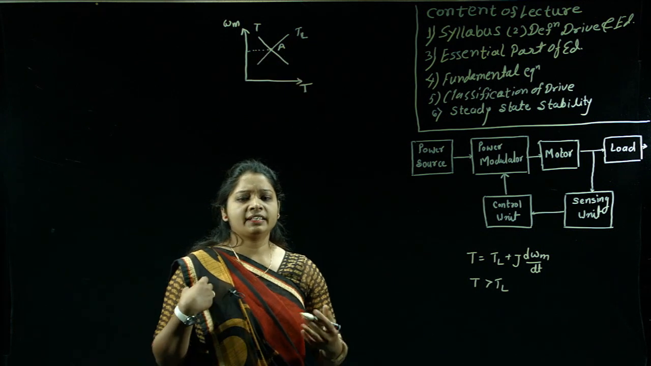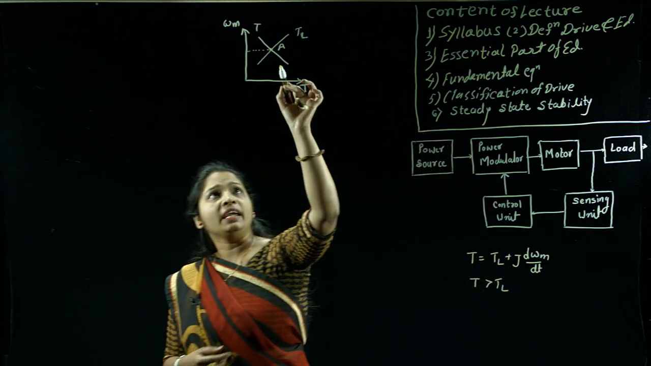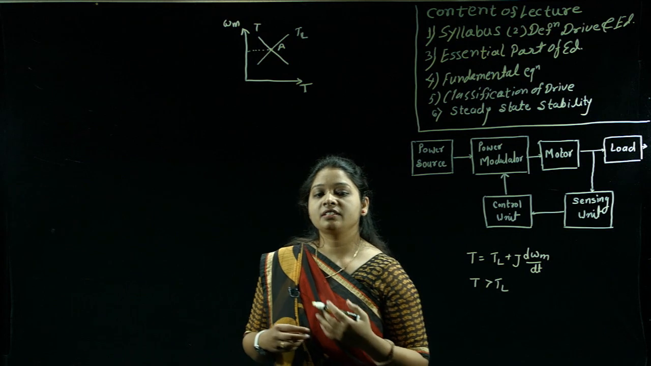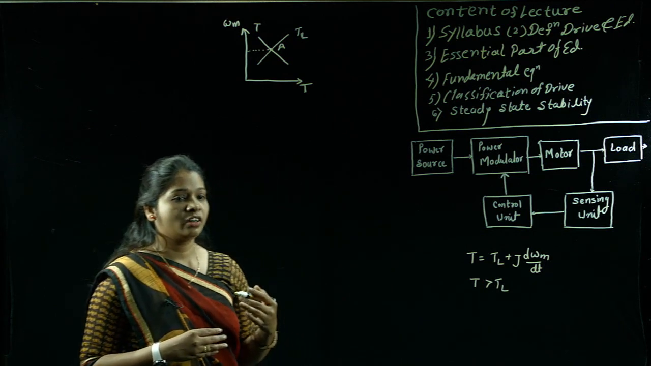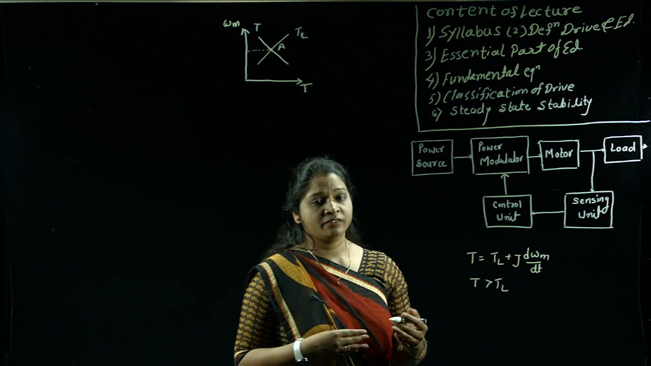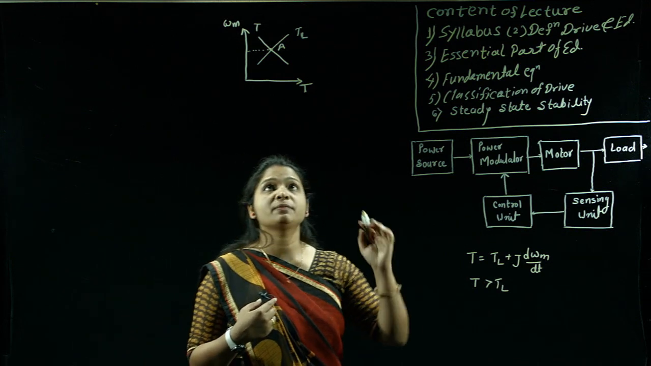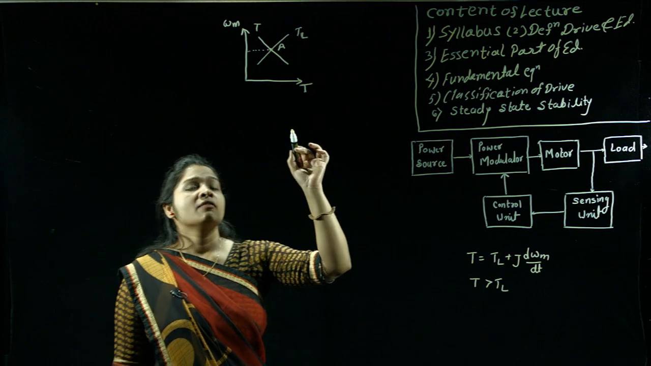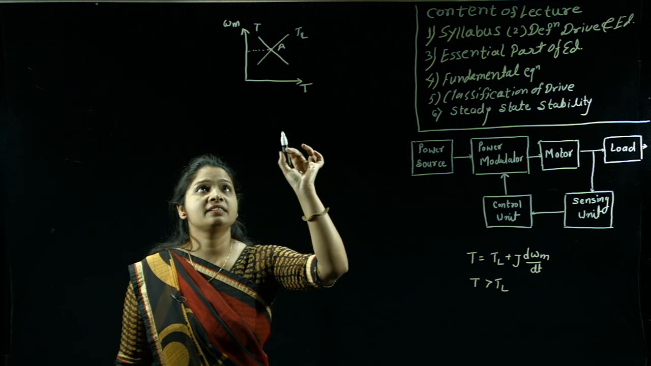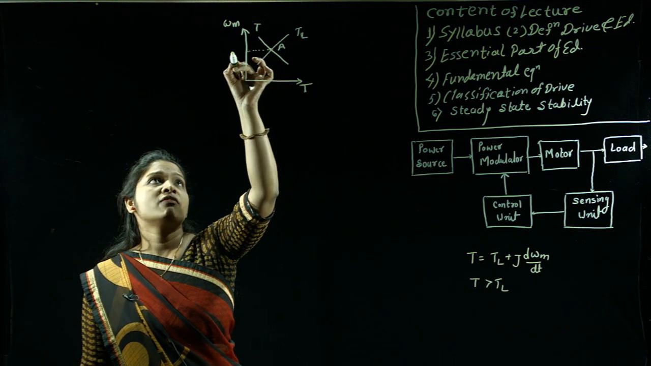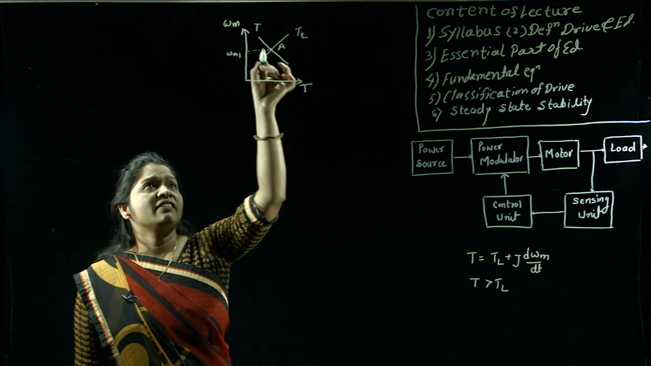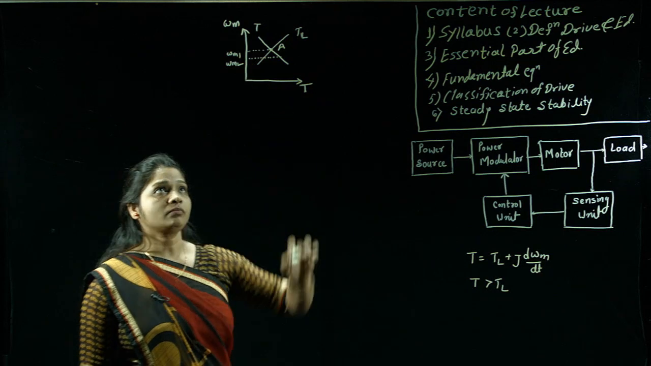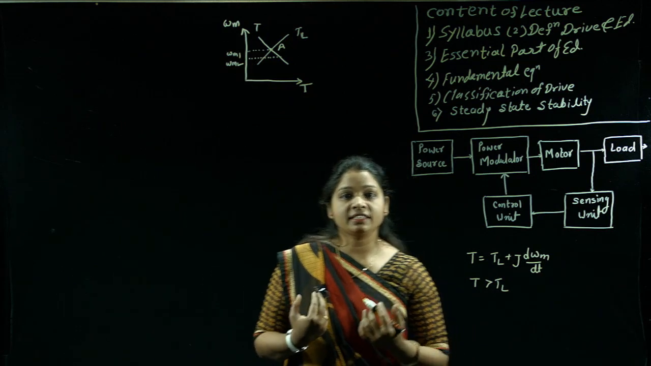Fine. So let us examine the steady state stability of a point. If any disturbance occurs, the speed may increase or decrease. Or you can say any departure in the speed due to disturbances. If any disturbance occurs in the system, then the speed will decrease or increase. We consider the first case, that is, speed decreases. If speed decreases from omega m1, the corresponding new speed is omega m2.